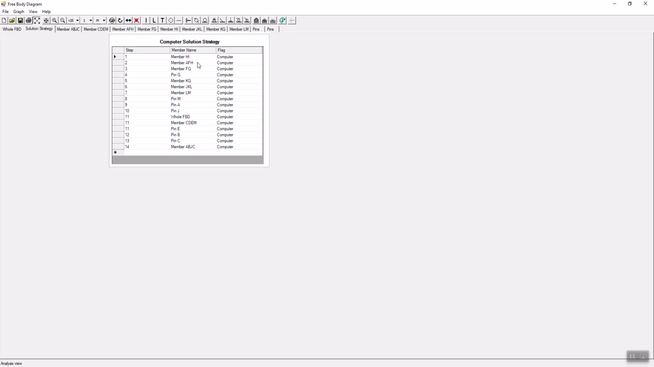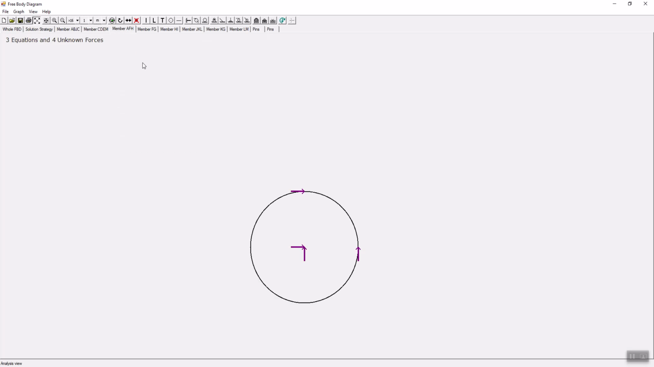In the second step, the program is asking us to solve member AFH. So let's look at member AFH. This is the tension from the cable, which we know is 100 pounds. So this is the right pulley. With this tension known as 100 pounds, we can calculate this tension and the pin forces.